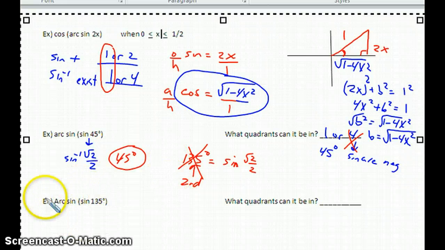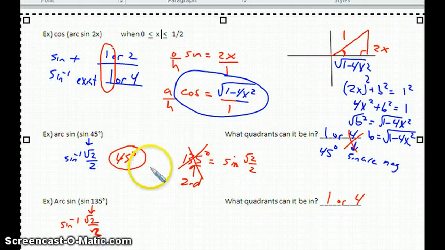So let's apply that same concept to this one. Arc sine exists only in quadrants 1 or 4. So go to your unit circle. What is the sine of 135? That's the square root of 2 over 2. So I'm asking you to give me an angle that has a sine of the square root of 2 over 2. So it's very similar to what we just did here.